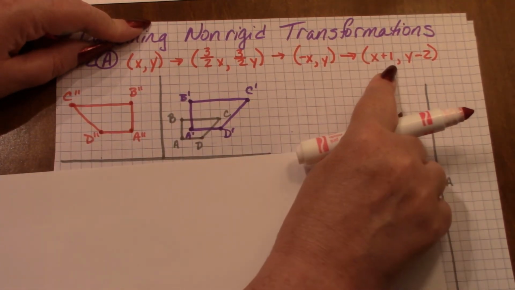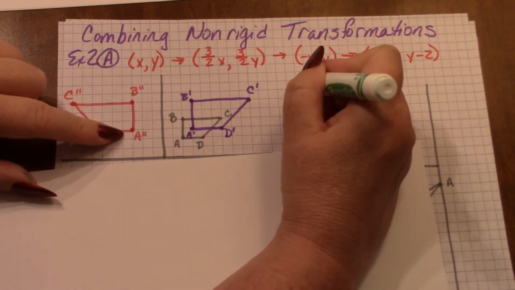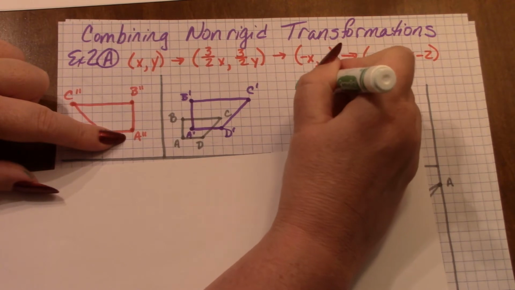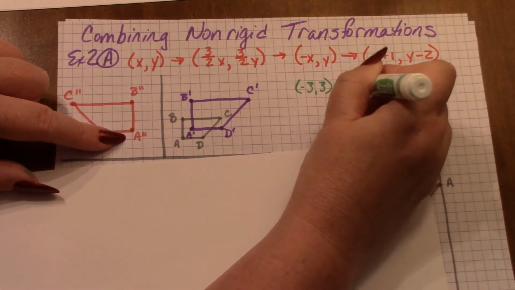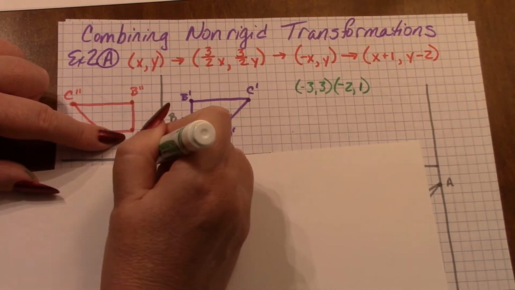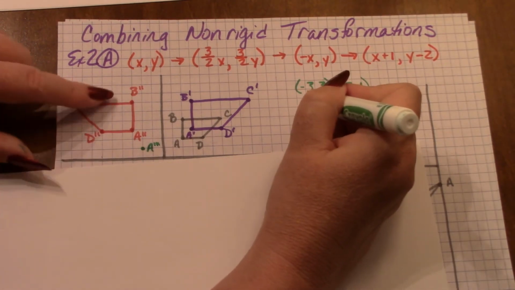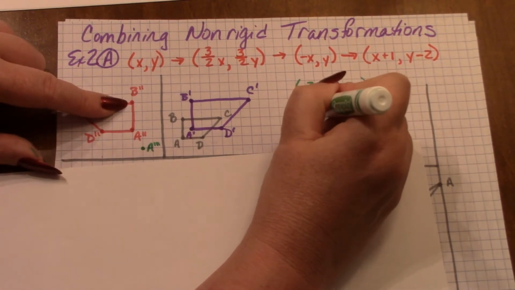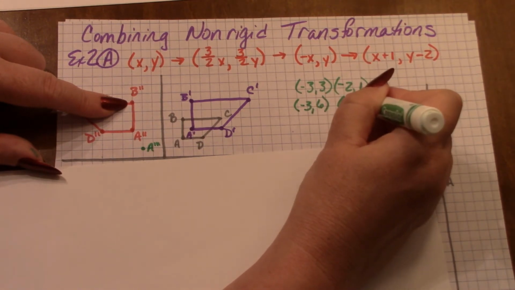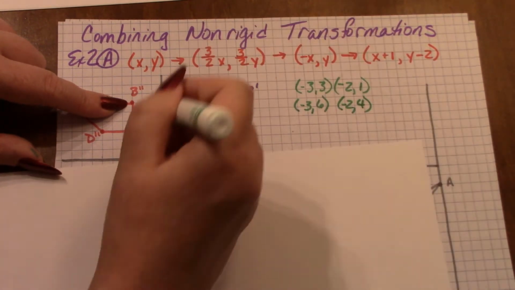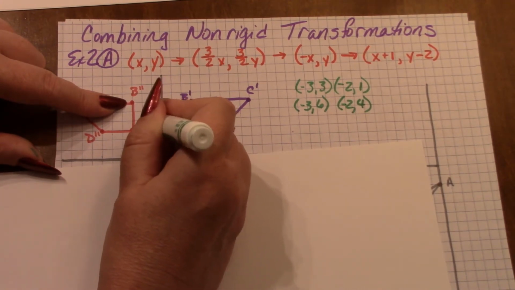And now we're going to slide: x plus 1, y minus 2. So we're going to go from negative 3, 3 to negative 2, 1. Negative 2, 1 is A with 3 dots. B is negative 3, 6, and we're going to go to negative 2, 4. There's B.